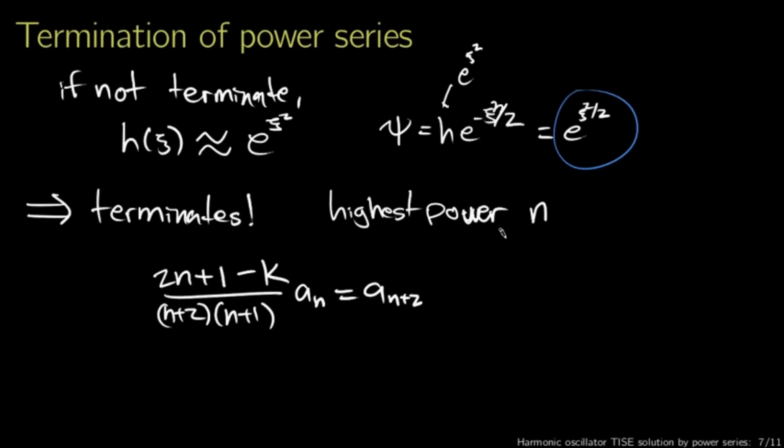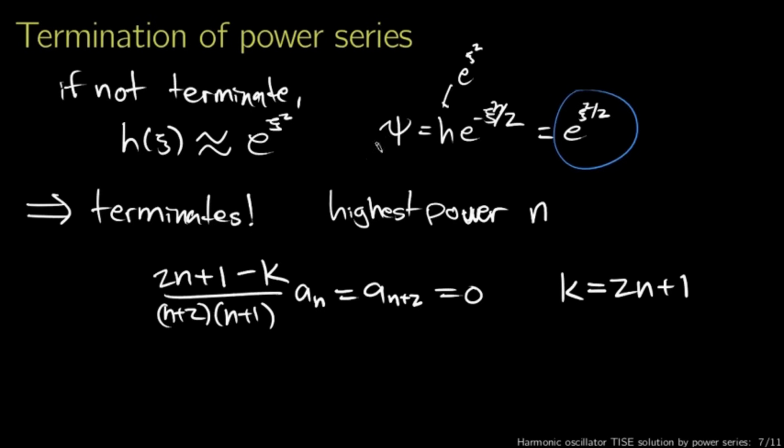If we know that n is a highest power, we know this must equal 0. We can't possibly have an a sub n plus 2 if our highest power is n. So if we're going to have a highest power, we know this must equal 0. A sub n is non-zero, so the numerator must be 0. And in order for this to be equal to 0, we have a condition on the numerator here, namely that k is equal to 2n plus 1. Now, if you remember what k was related to, the energy. This is ultimately where quantization comes from in the power series.